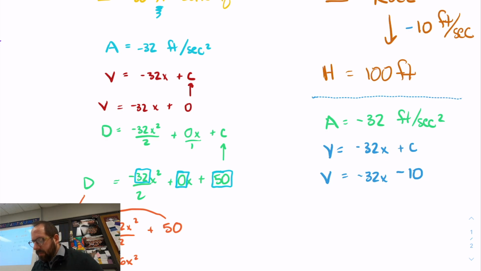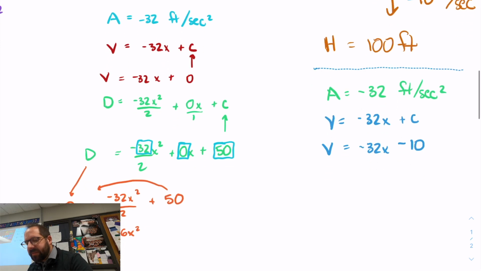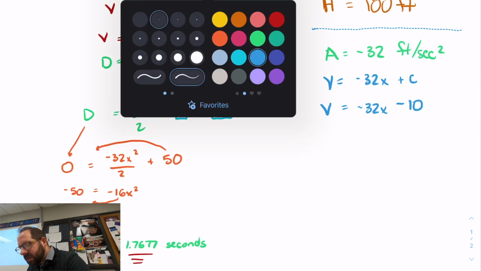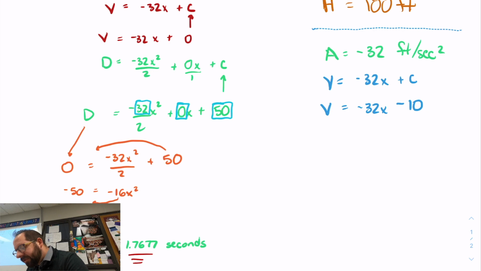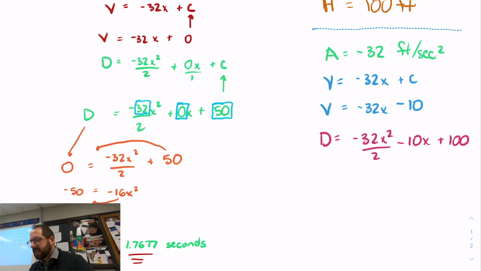Okay, all right. So now we do the antiderivative again, and this will give us the distance. So this is negative 32x squared over 2 minus 10x. And now my initial height is 100 feet off the ground, so that's my plus 100. That's the plus c in the back. All right, so now what we need to do is figure out the time.